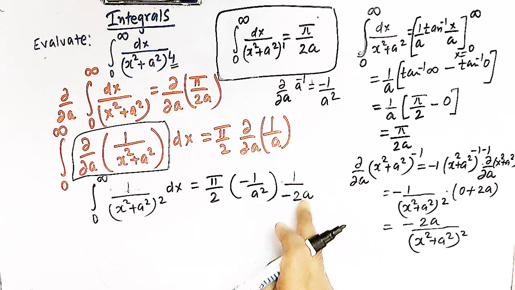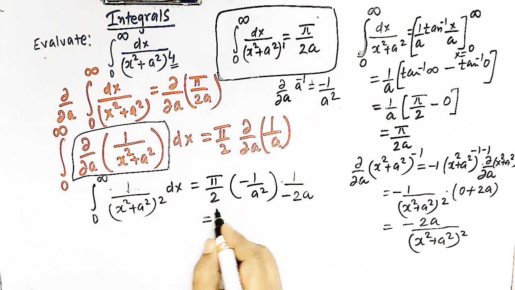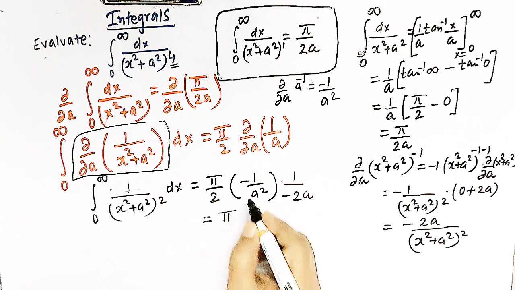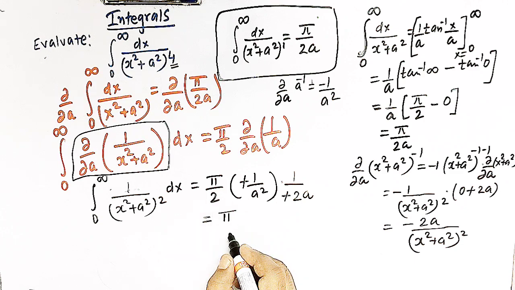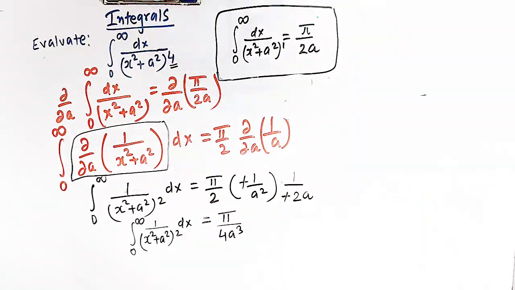So now we can simplify this expression. So we have here π, here we have minus and minus get cancelled. So we have 2 times 2, 4. So this is now equal to 4 over a³, right? So now we have this expression, that is the integral from 0 to infinity of 1 over (x² + a²) whole squared dx is equal to π over 4a³.